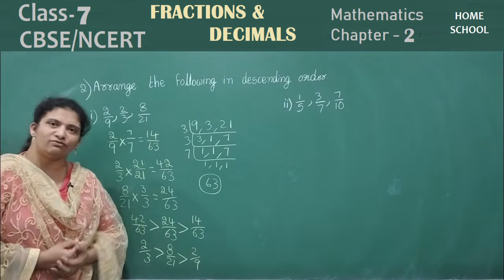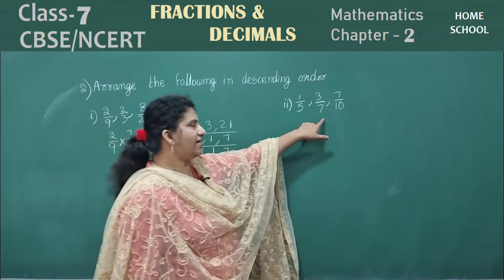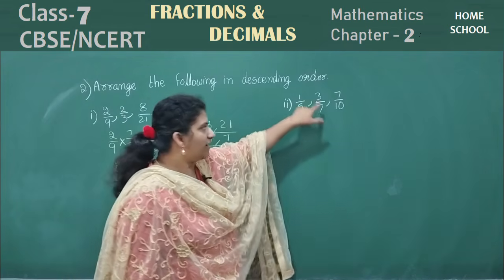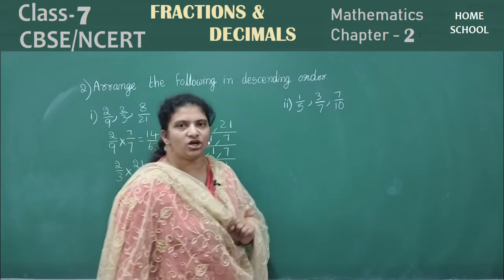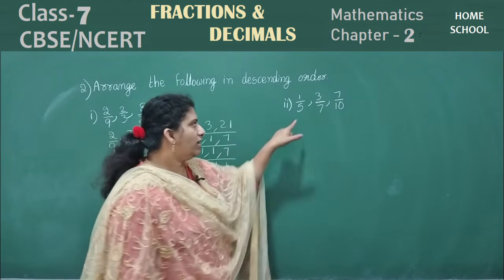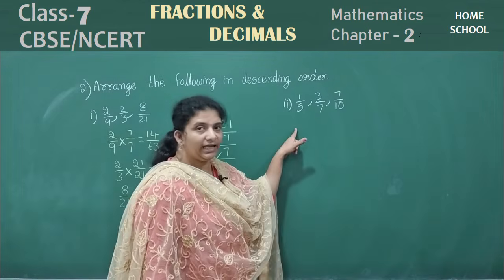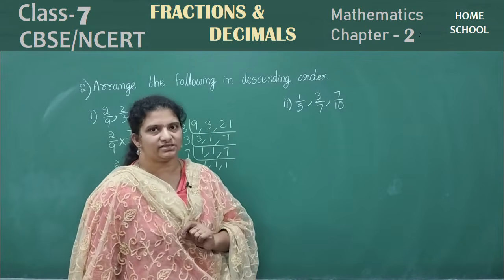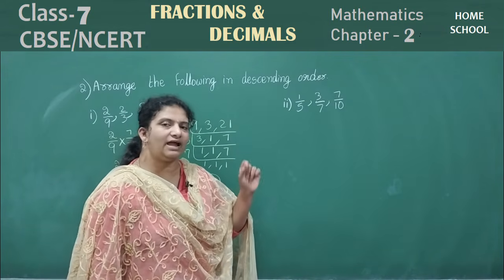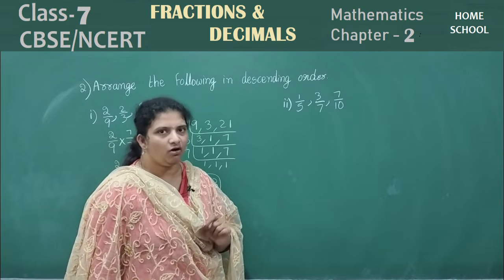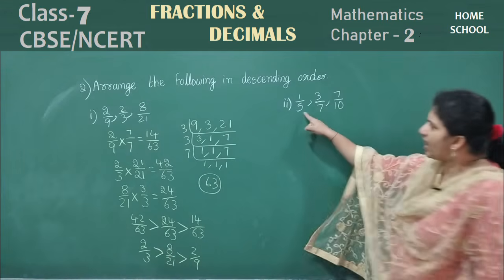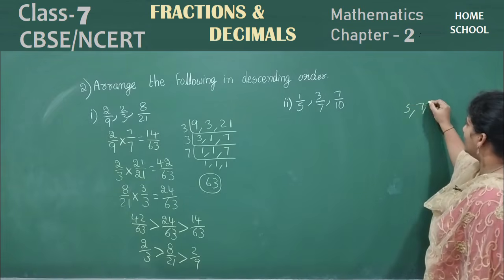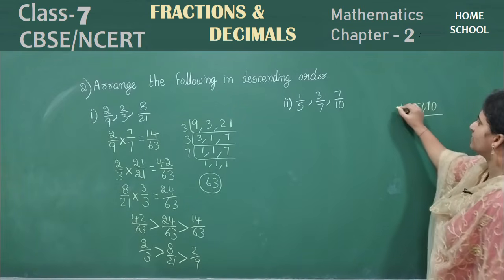So let's see the second one quickly. 5, 7, 10. Sorry. See the second one, children: 1 by 5, 3 by 7, 7 by 10 is your question. In the same manner, what do we need to do? Observe the denominators, take the LCM, and try to convert all the fractions into like fractions. Then see the numerators and arrange in descending order. So let's do it here with 5, 7 and 10. Take the LCM here.